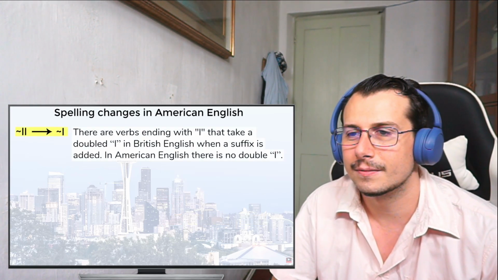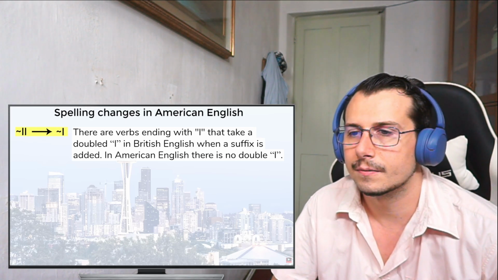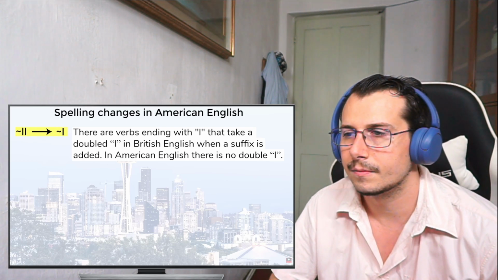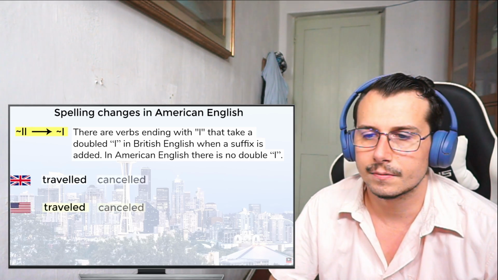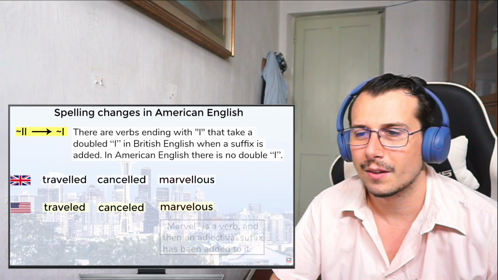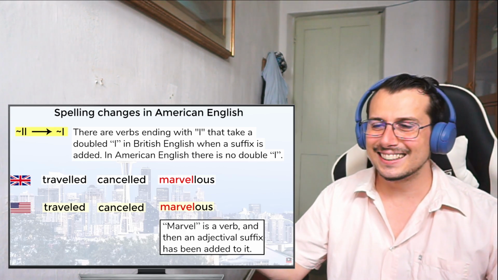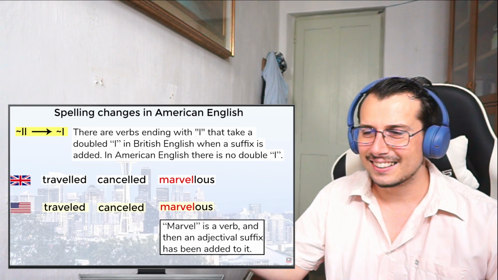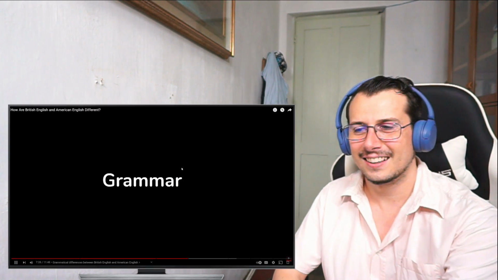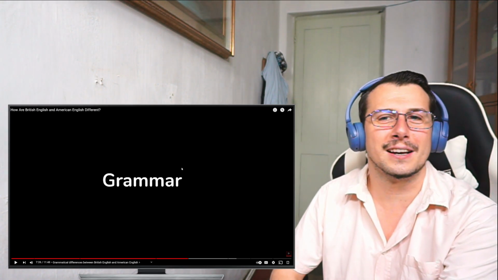There are verbs ending with L that take a doubled L in British English when a suffix is added. In American English, there's no double L. Traveled, cancelled, marvelous. If you're wondering how the last one fits in with the others, remember that marvel is a verb, and then an adjectival suffix is added to it. That's not true. Marvel is a superhero.